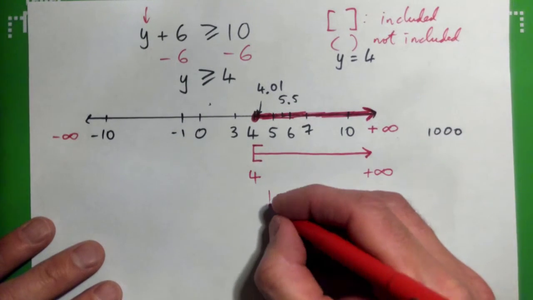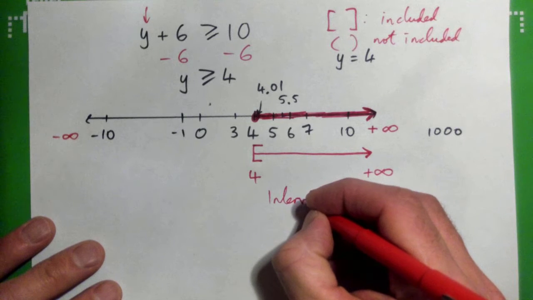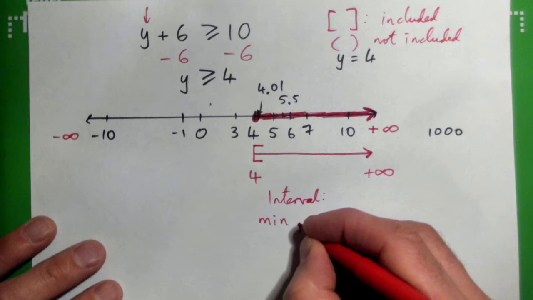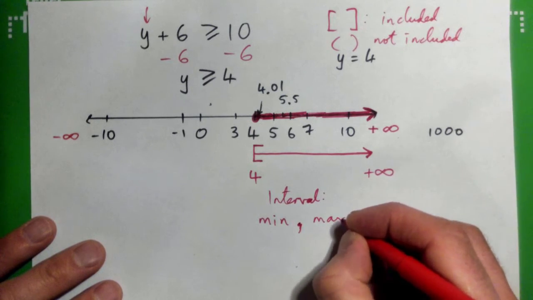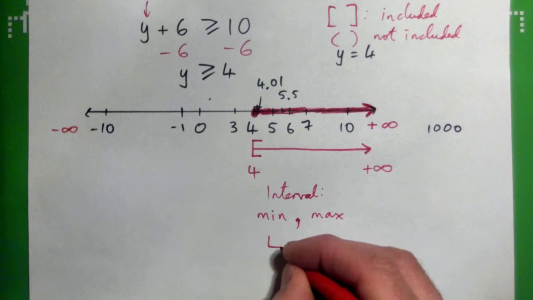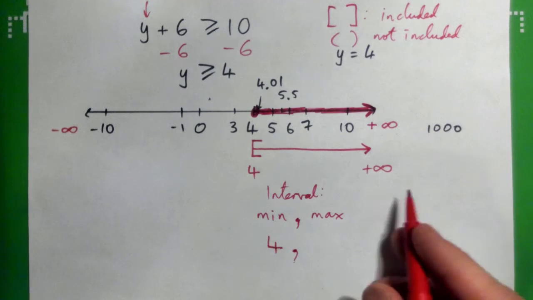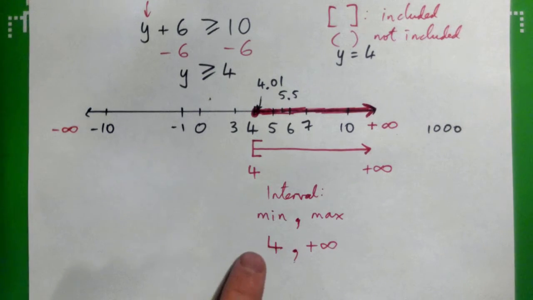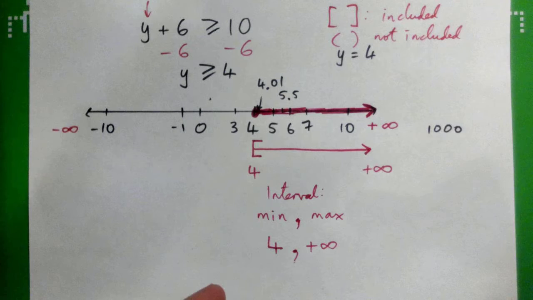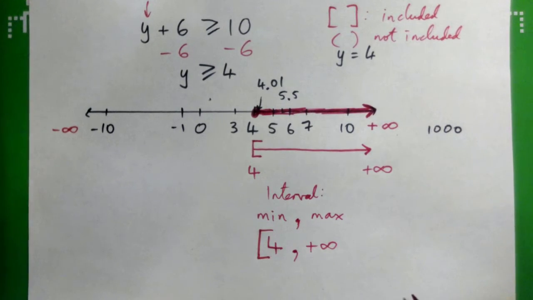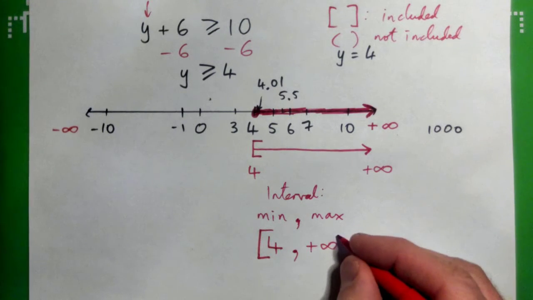And by the way, just for fun, let's do the interval. Now an interval looks like this. It has a min, a comma, and then a max. Minimum number, comma, then a maximum number. What would the minimum number be in this set? 4, right? Comma, and what would the maximum number be? Positive infinity. Yep. Now, is 4 included or not included? So that gets a square bracket. Is infinity included or not included? So that gets a parenthesis.